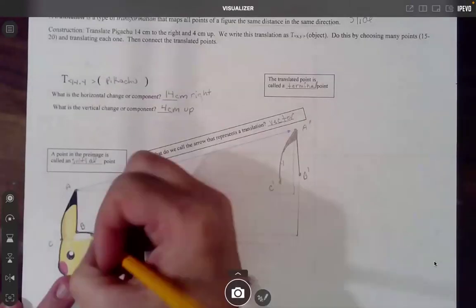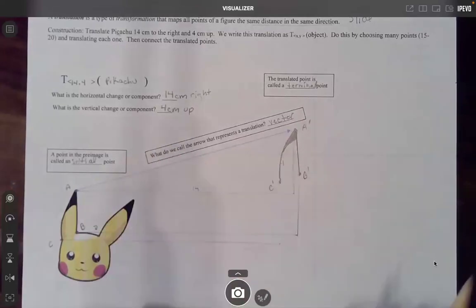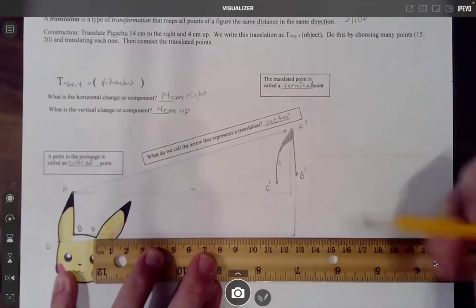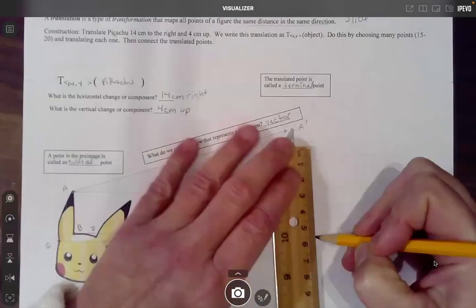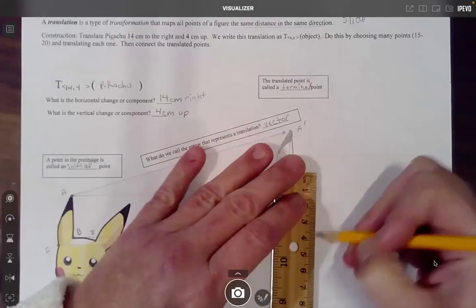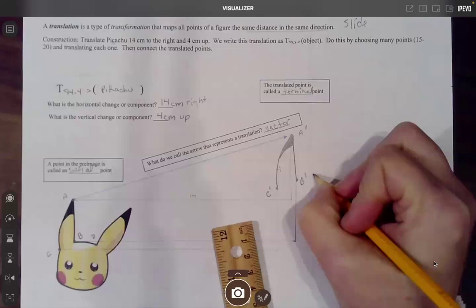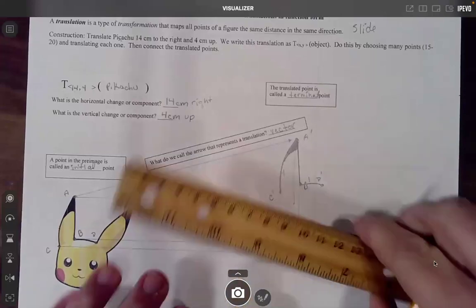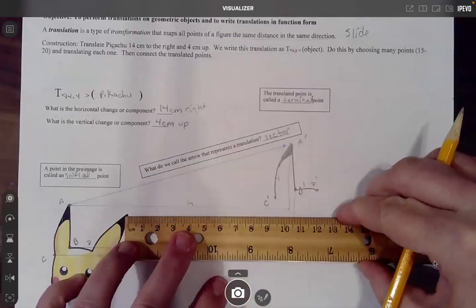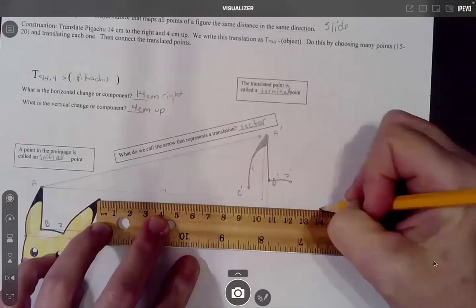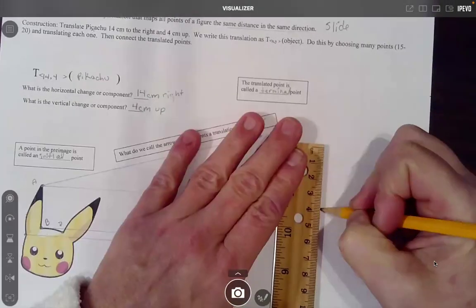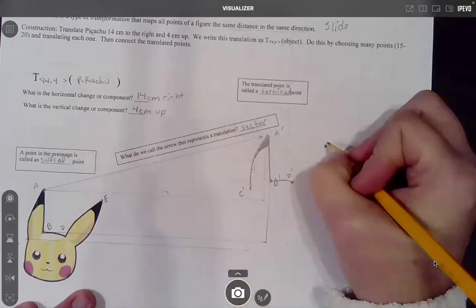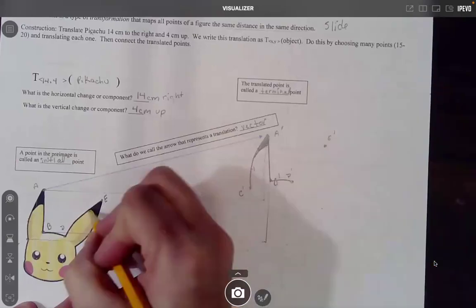So I'll try the next ear. I'll make that point D. So I go 14 to the right, 4 up. There's D prime. And notice B and D are connected. That's the top of Pikachu's head. Then I'm going to transfer the top of the ear, 14 right, 4 up. So here's an E, here's E prime. Notice it's connected with a slight curve.